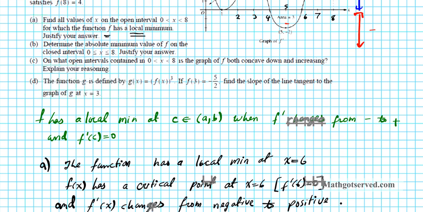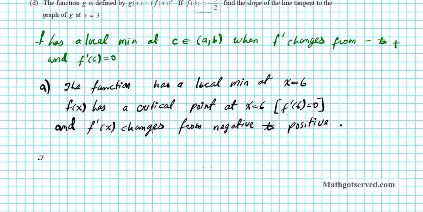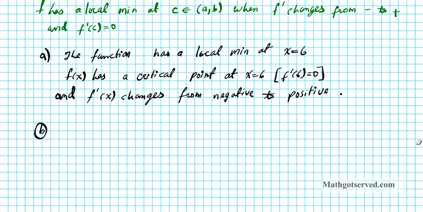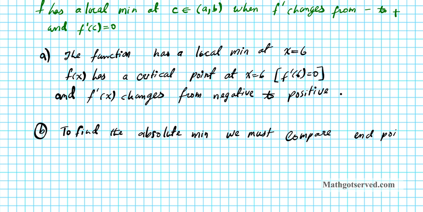All right, let's take a look at question B. We're asked to determine the absolute minimum of the function on the closed interval. So if you're looking for the absolute minimum, what you have to do is you must consider the endpoints and the critical points. Okay, so to find the absolute min, we must compare endpoints and critical points.